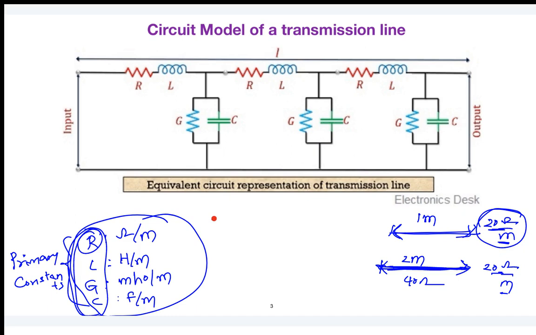Clear? So that is the primary difference. If you are characterizing lumped elements, straight away you can say the resistance is 20 ohms. Whereas if you are characterizing a distributed model, you should always specify the resistance per unit distance, so 20 ohms per meter or 30 ohms per meter. That is the basic difference between lumped and distributed. Don't get confused. Whatever primary constants I have mentioned here are all defined with respect to unit distance.